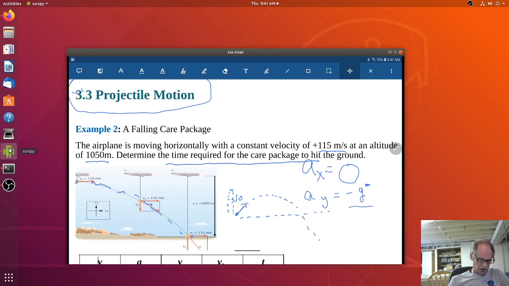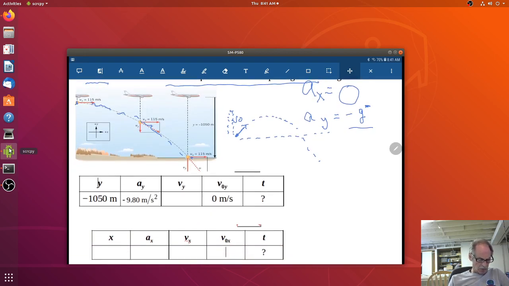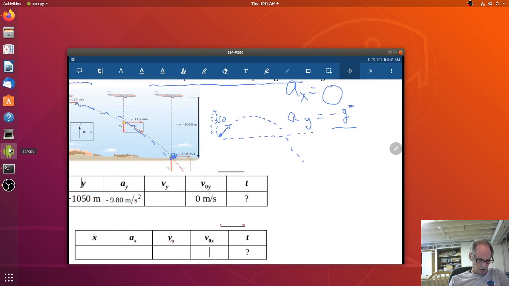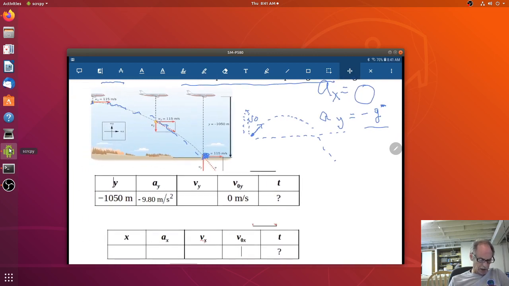So we want to determine the time here. So here's the ground. The ground is going to be 1,050 meters below the starting point. Remember, we always call this x0, the initial position, y0 equals 0. Remember, our equations made that assumption from the beginning. So the y-coordinate of the ground is negative 1050. The acceleration in the y direction is minus 9.8 meters per second squared.